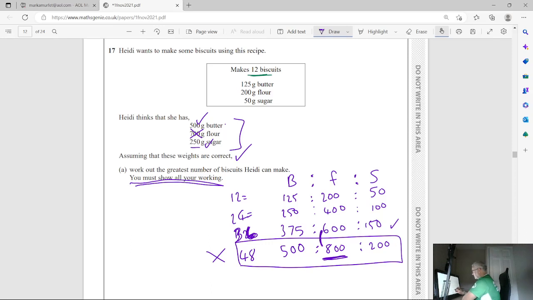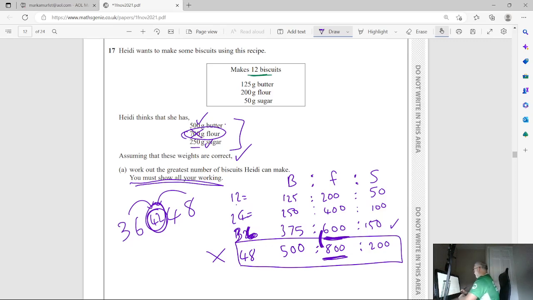So for each 12 cookies, it's going to cost me 200 grams of flour. Okay, for 12 biscuits, it's going to cost me 200 grams of flour. Now I've got 700 grams of flour here. So I've got halfway between these two. If I went the halfway point between 36 and 48, remember each batch is 12 biscuits. Half of 12 is 6. So I want the halfway point. So that's going to give me 42 biscuits. It's the maximum I can make.